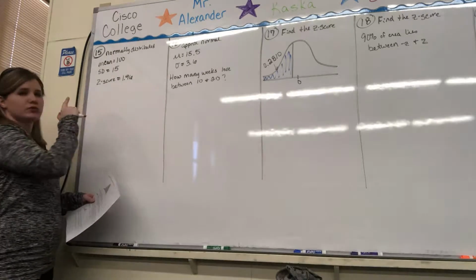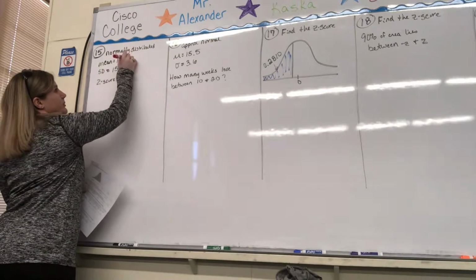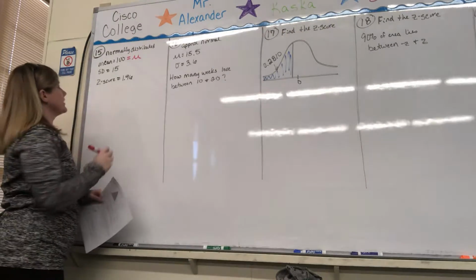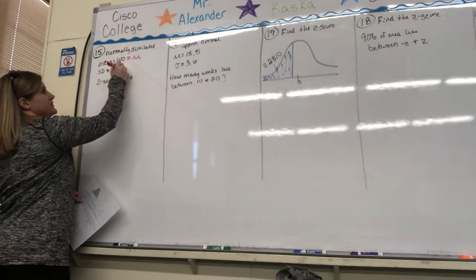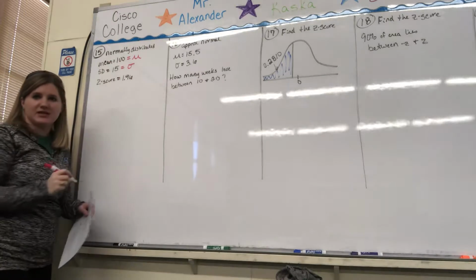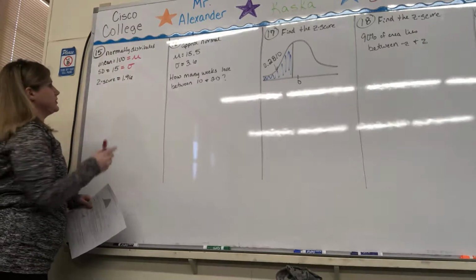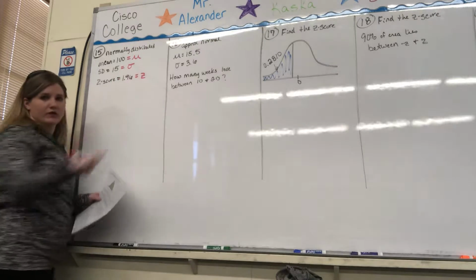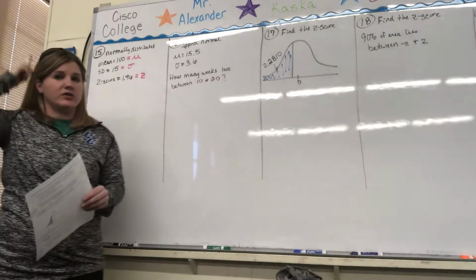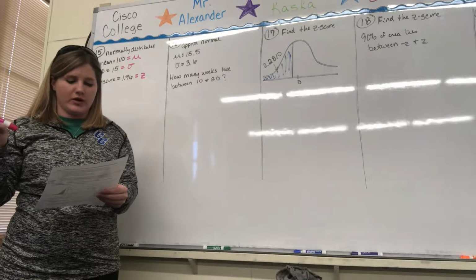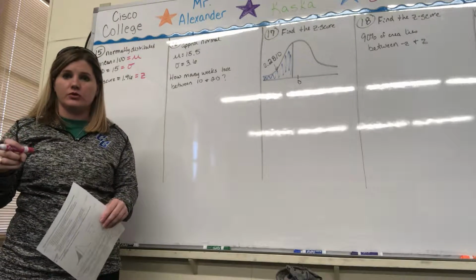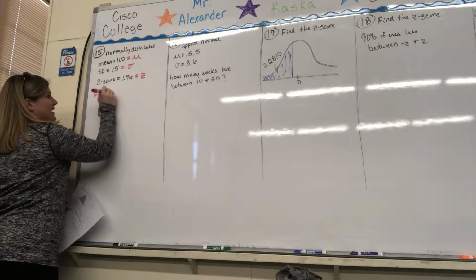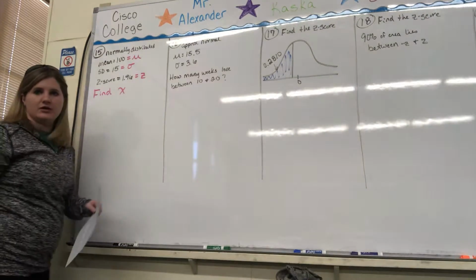So here's what we're given. We're given the mean is 100. So remember that is our mu symbol. We're given that the standard deviation is 15, so that's our sigma symbol. And of course our z-score is 1.96, which we can just plug in for our z value. So these three things are what we know, and we are asked to find the IQ score. Well, that's going to be our x value. So we want to find x.